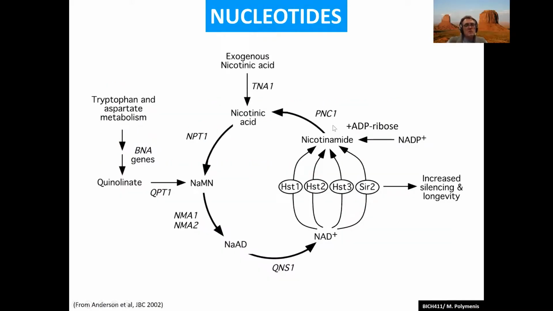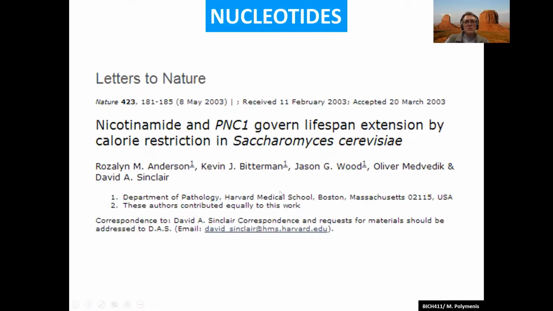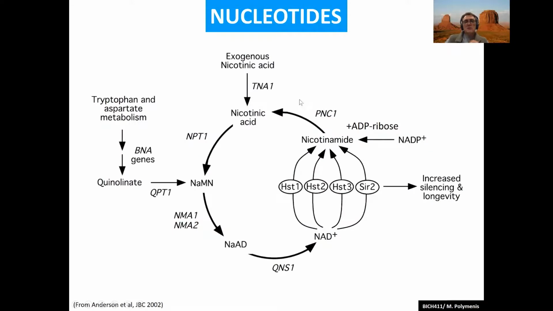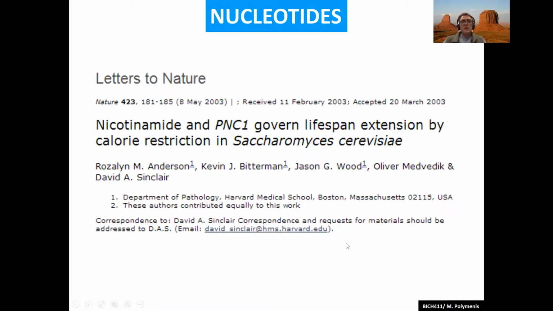So this is the salvage pathway, all the way back to NAD. And here you've got your tryptophan and aspartate metabolites to give you all these other intermediates and so forth. So it was thought that the nicotinamide and this salvage enzyme, PNC, that takes nicotinamide back into this pathway of NAD biosynthesis, is also very important and governs lifespan extension in this organism.